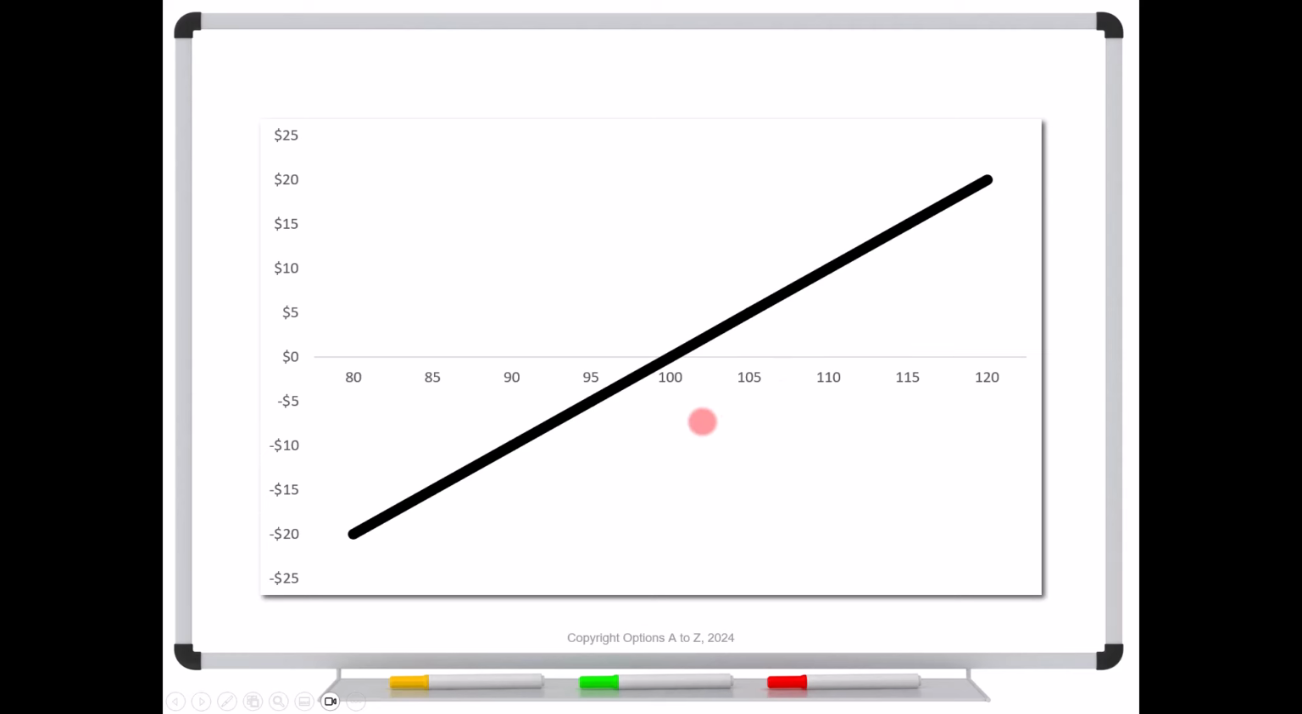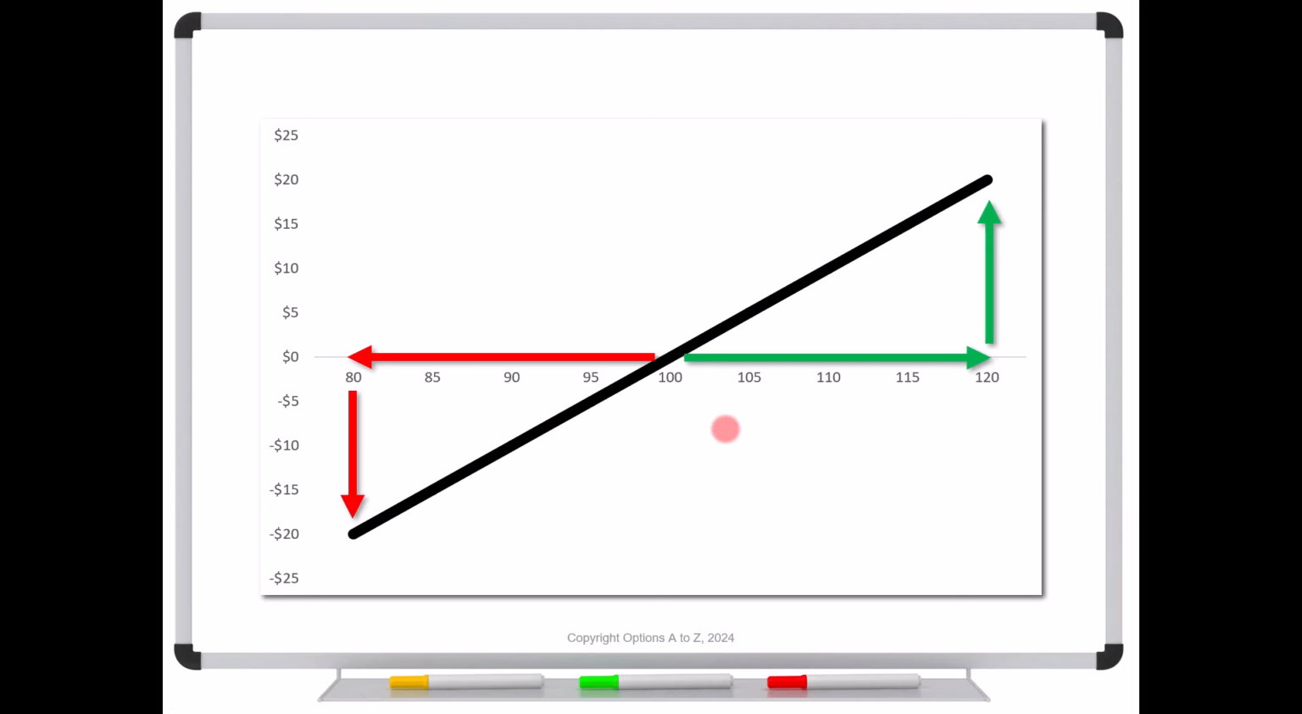And all that means by having positive deltas is that as the stock price rises, you are making gains, but as the stock price falls, you are taking losses. Positive deltas just means that they move in the same direction. Stock price up, profits up. Stock price down, profits down. That's what it means to have positive deltas. So we know that long shares of stock have positive deltas.